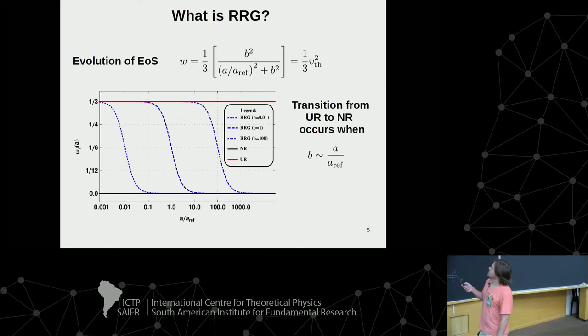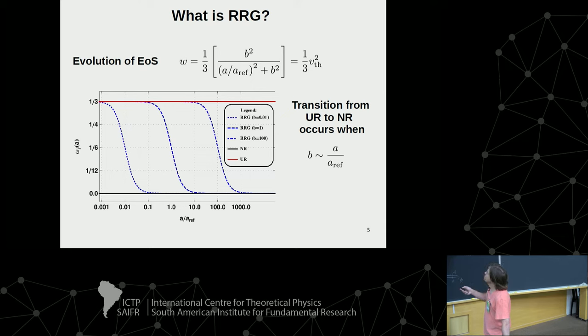So this is the evolution you get, the equation of state in terms of B and A. You may think this is one, no problem. Here is A ref, but it's plotted with A over A ref. This is also related to the thermal velocity of the fluid. When A over A ref is small, your fluid is hot, w is 1/3, then it decays. If you take B equal 1, then the transition happens around here.